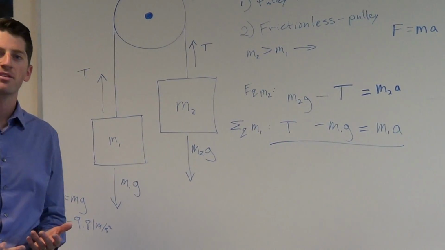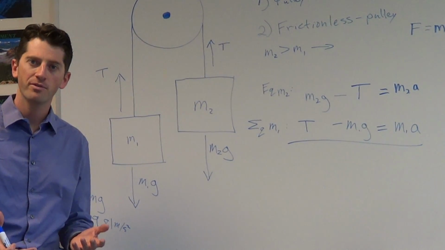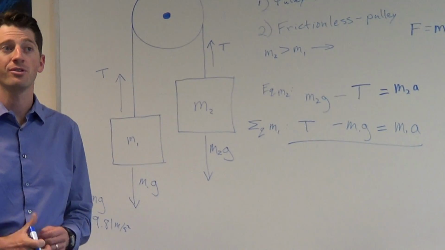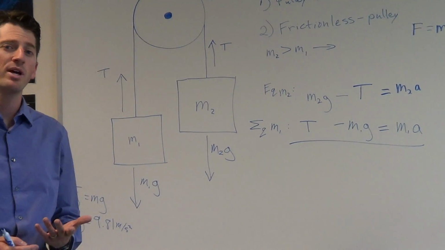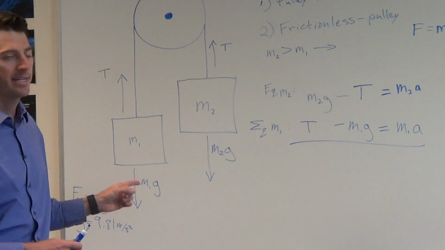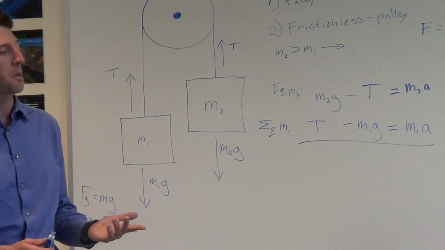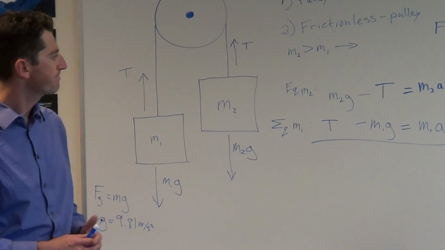Now, in your previous math classes, you've done things like substitution to solve systems of equations. You've used matrices. You can divide equations by each other. You can do all kinds of operations. But for this kind of problem, the easiest way to do it is just to add up both equations. So let's do it.